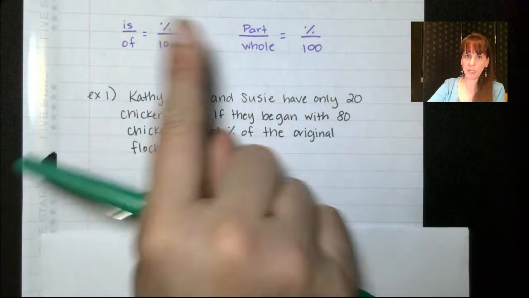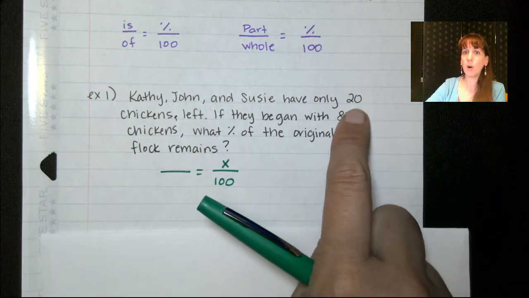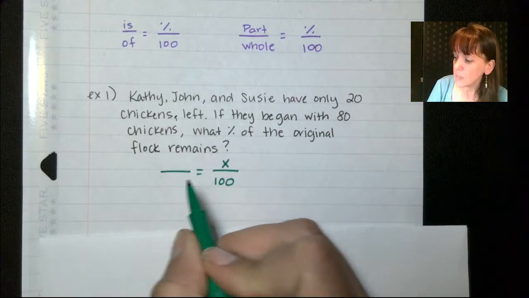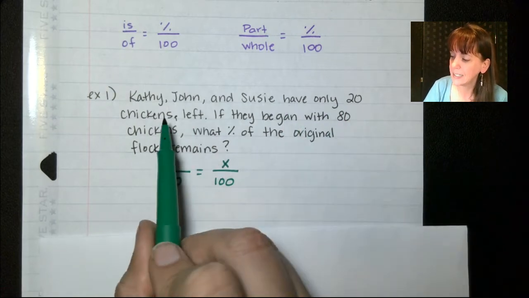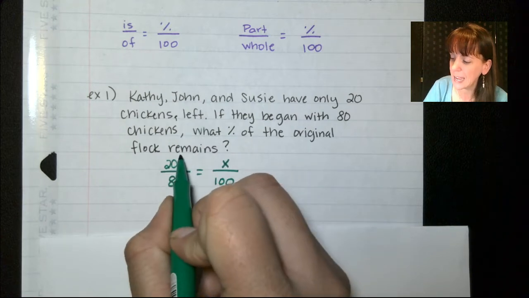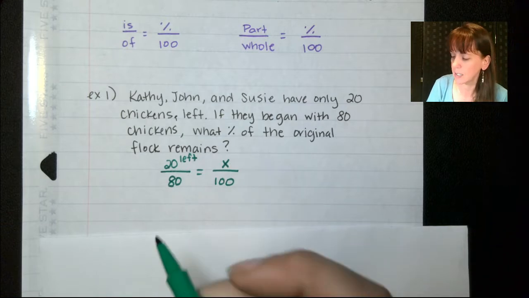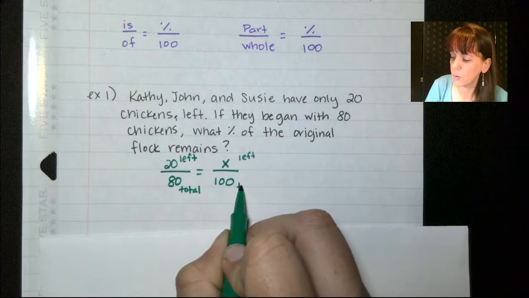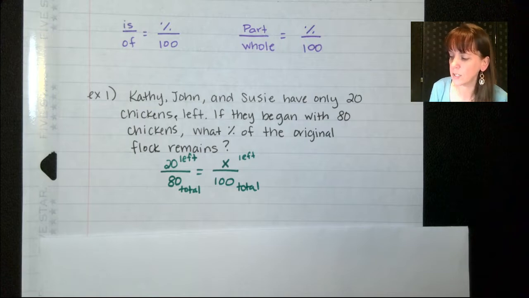And so we can do this two different ways. We can say the part over the whole. So what's the whole flock? The whole flock is 80, and the part we're trying to find the percentage for is 20. So we say 80, and now 20, so they only have 20 chickens left. So we're going to say 20, and we're going to put left here. These words are important because that means this is leftover over total, and leftover over total.